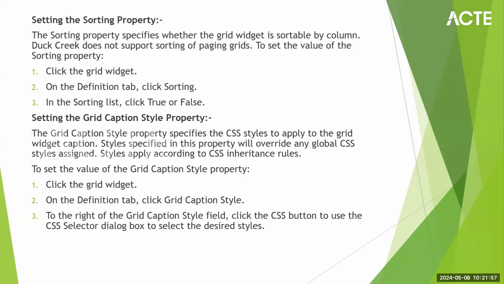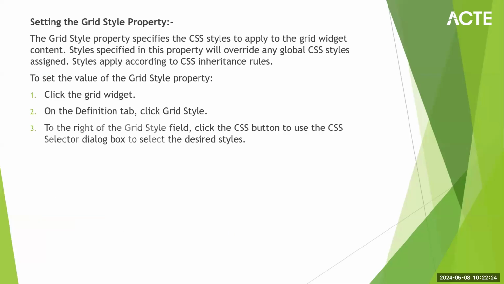Setting the grid caption style property. That is, what style you want, like italic, bold, or large. So what are the properties you want, and how do you set it? Click on the grid widget on the definition tab, click grid caption style. To the right of the grid caption style, click the CSS button and click the respective CSS style in that button.